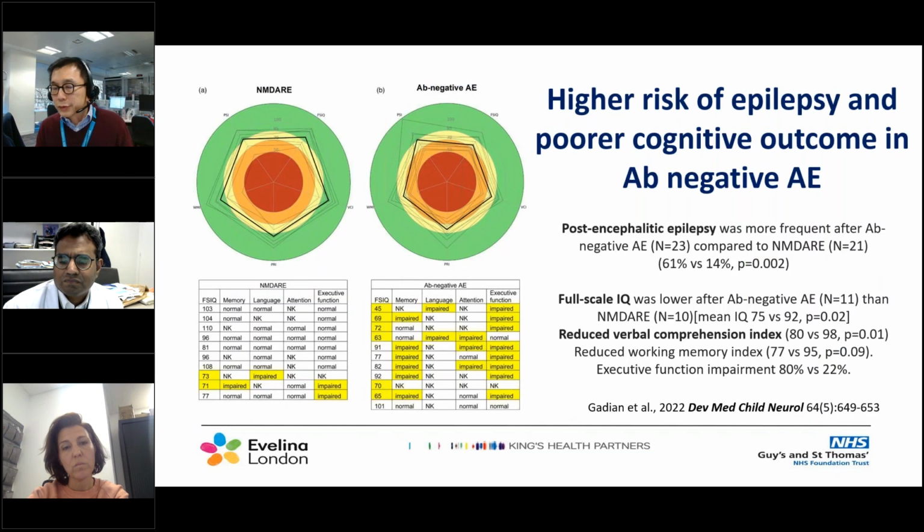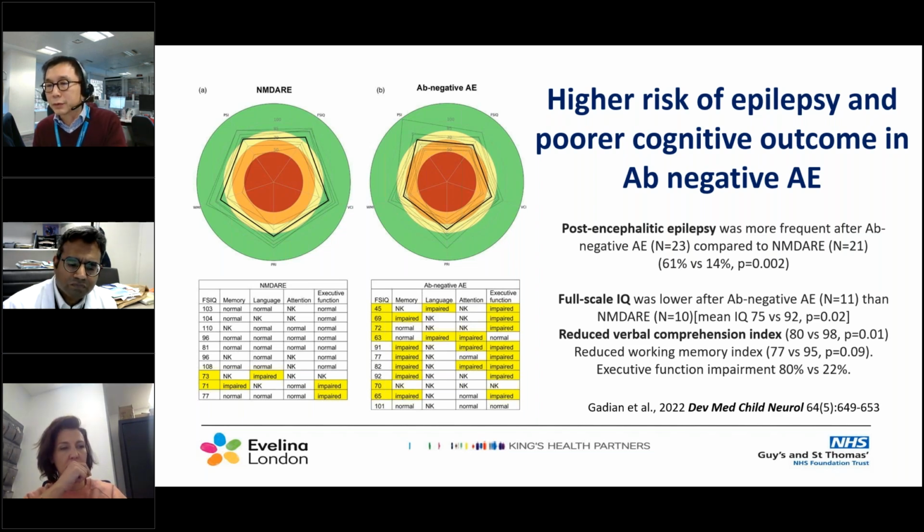And what we also recognize is that patients with antibody negative AE, probably as a result of not having as optimal treatment, actually do worse. They have a higher risk of post-encephalitic epilepsy, as you can see there, compared to anti-NMDAR. And also if you measure the full scale IQ and a few other cognitive scales, they're significantly lower. And again, because of the small numbers, we're careful not to do too much stats in this paper here.